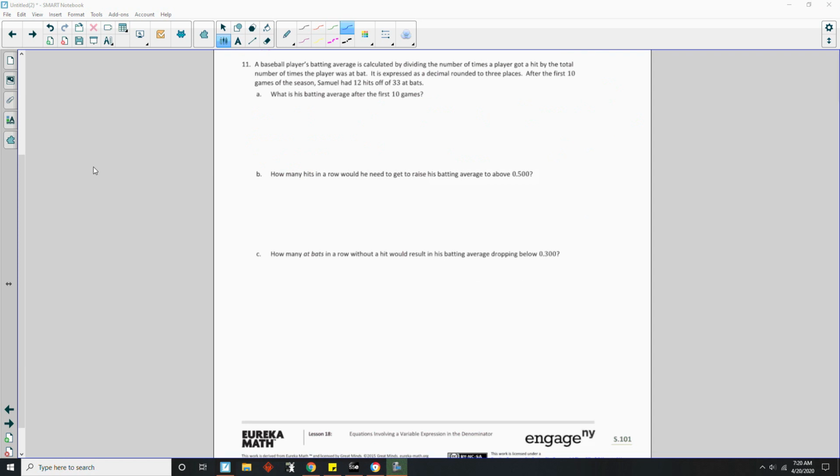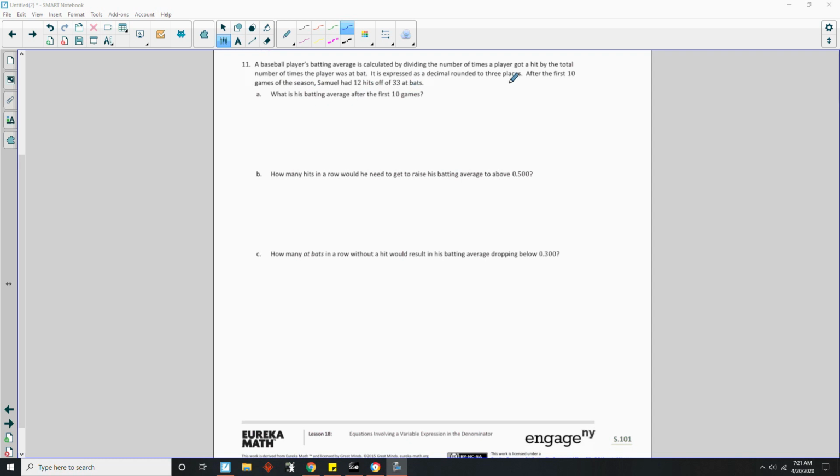Okay, number 11. A baseball player's batting average is calculated by dividing the number of times the player got a hit by the total number of times the player was at bat. It is expressed as a decimal rounded to 3 places. After the first 10 games of the season, Samuel had 12 hits off of 33 at-bats. What is his batting average after the first 10 games?